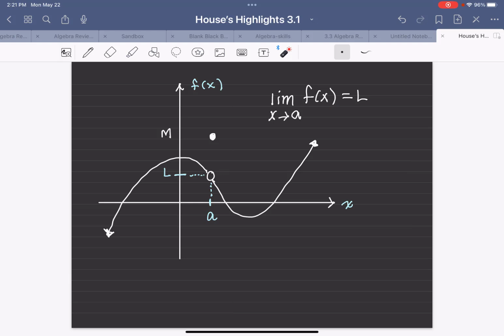So in other words, the function value doesn't have to be the same as the limit for the limit to exist, but both sides of the function, okay, whether you're using the algebraic rule or looking at a graph, have to be honing in on this specific value called L.